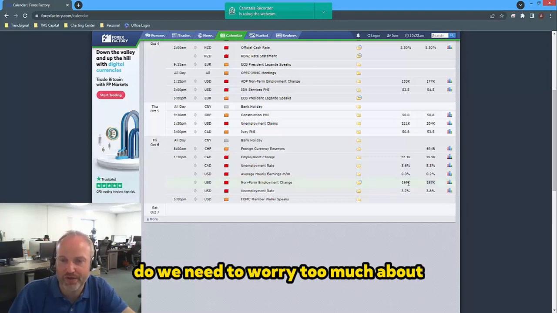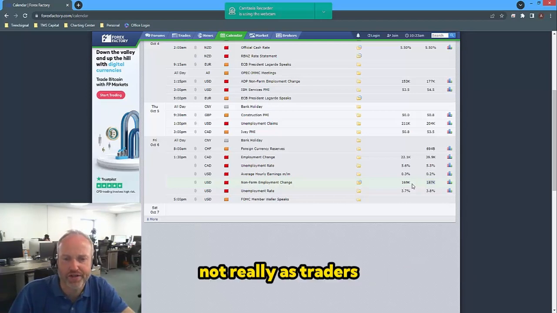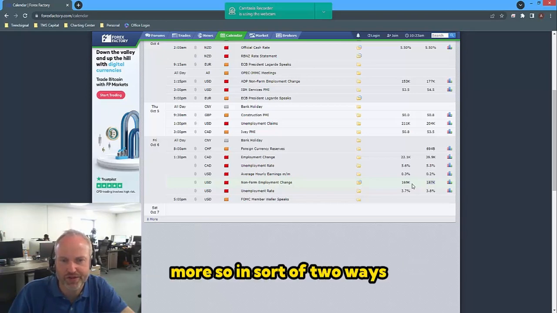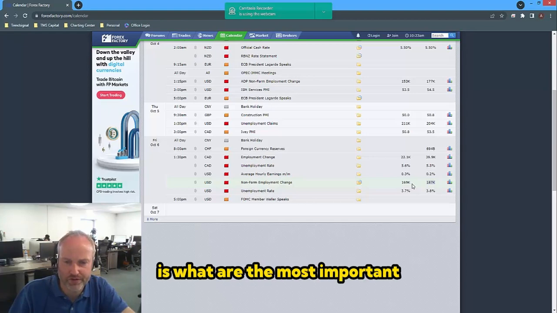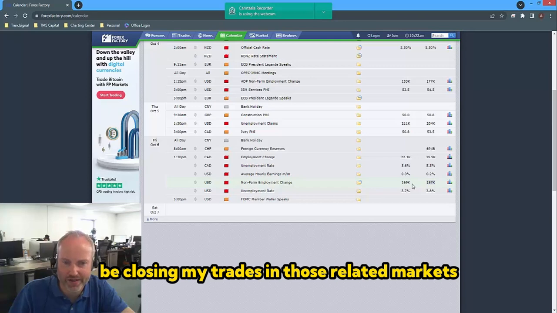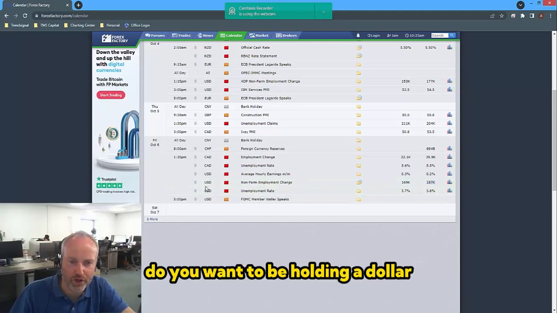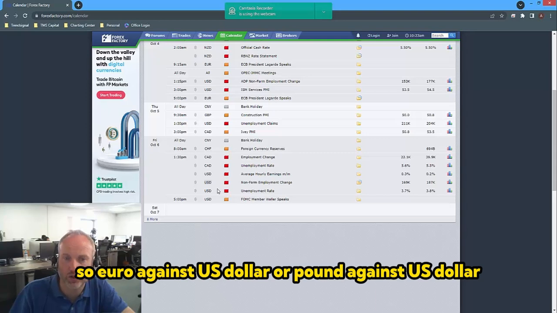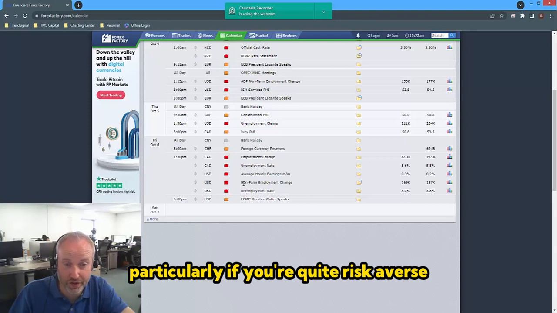Do we need to worry too much about whether it's more than 169,000 jobs or whatever? Not really. As traders, our interest in this item of data is more so in two ways. Number one, if you're a swing trader, what you need to think about is what are the most important items of data in any week, and should I be closing my trades in those related markets? So as a swing trader, when you're holding trades for a few days, do you want to be holding a US dollar currency market, so euro against US dollar or pound against US dollar, into that data number? Possibly not, particularly if you're quite risk averse.